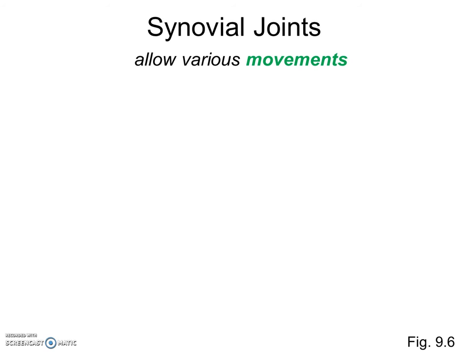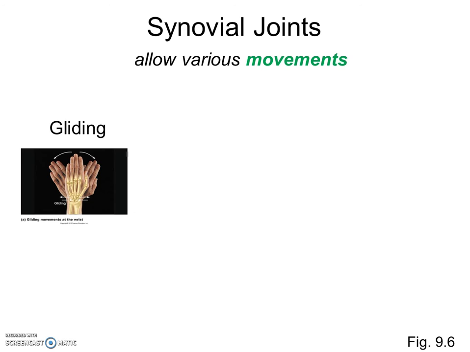Now we're going to talk about the movements of synovial joints. Remember, synovial joints are freely movable, so they allow for various types of movements. The first one is gliding. Gliding is like moving your hand back and forth across, for instance, the desk.